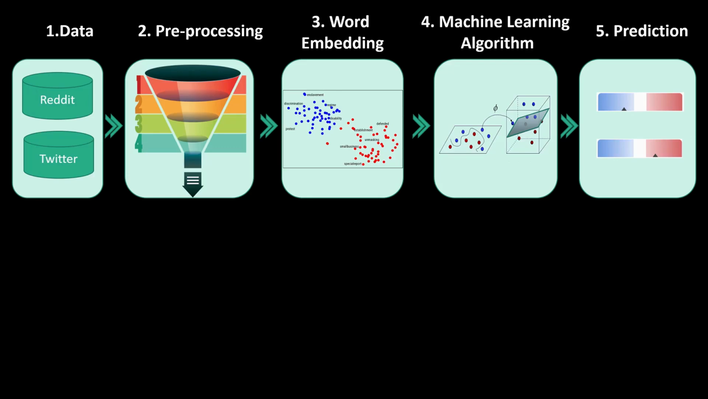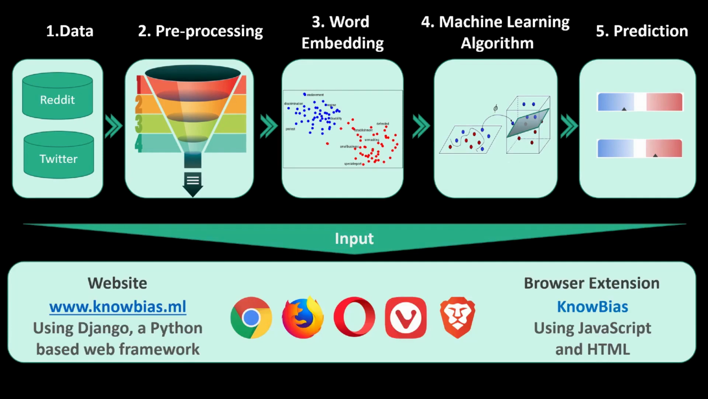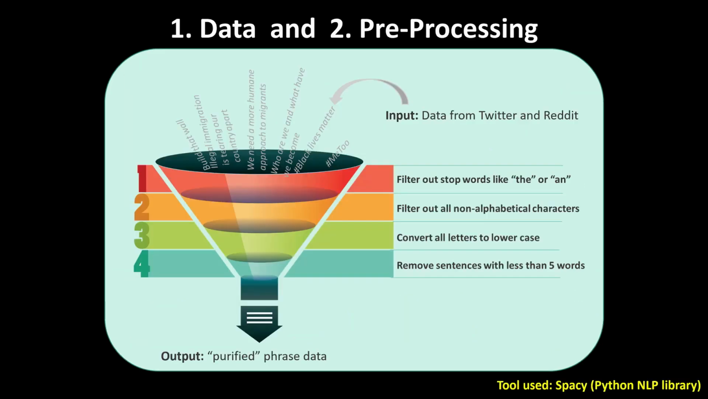First, I created a machine learning model that classifies text, and then, using that output, I created the website and browser extension. For the model, I first obtained training data from Twitter and Reddit. Then, I used a tool called spaCy to pre-process the data through several filters to obtain purified phrase data.